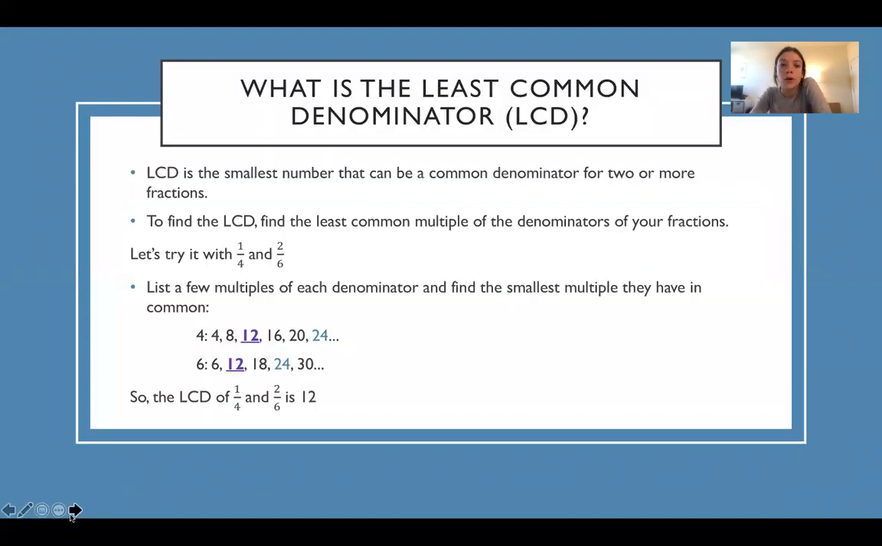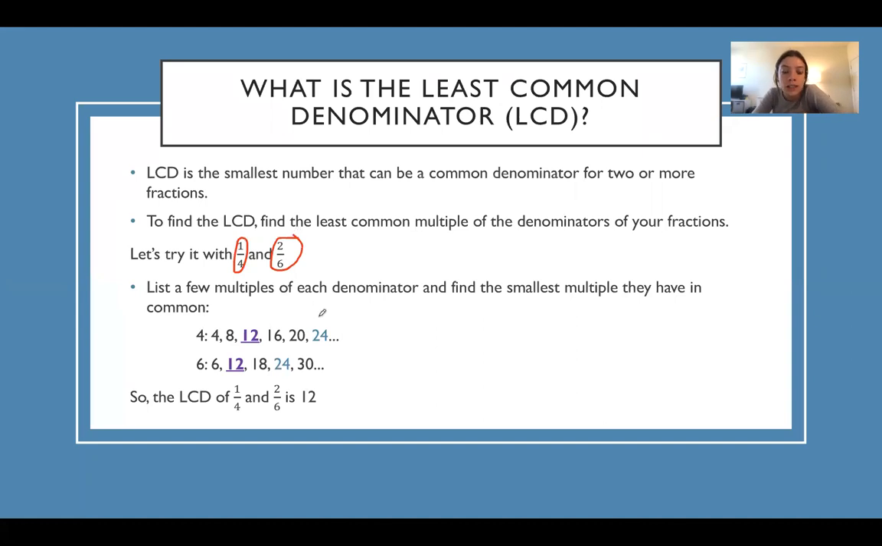Okay, so the least common denominator, or LCD for short, is the smallest number that can be a common denominator for two or more fractions. So to find the LCD, you're going to find the least common multiple of the denominators of your fractions. So here's a quick example. We're going to try it with 1 over 4 and 2 over 6.